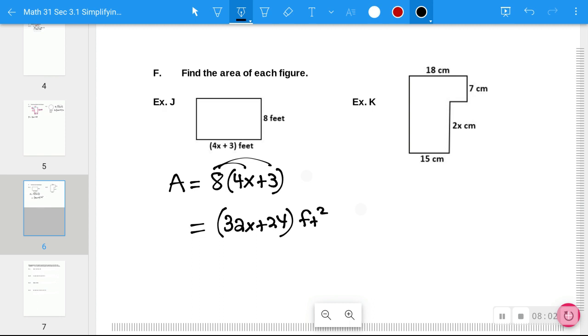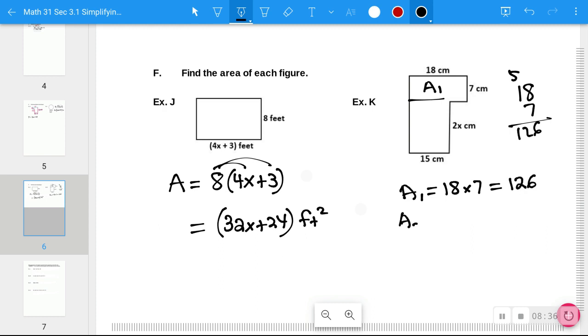Okay, example K can be subdivided a number of ways. I'm going to start by going across like that. And area number 1 up there, I'll call that 18 by 7. So 18 times 7 is area number 1. Let's see what 18 times 7 is. 126 square centimeters.